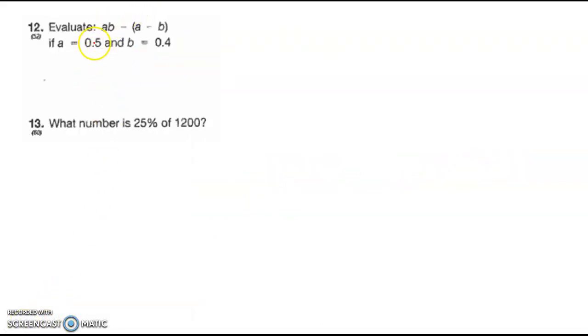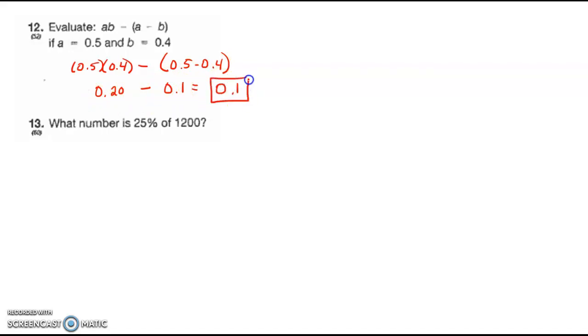All right, number 12, evaluate a times b minus, parentheses, a minus b. Okay, so let's plug in what we have. We have 0.5 times 0.4 minus 0.5 minus 0.4. Okay, so if I grab my calculator, 0.5 times 0.4 is 0.2. Minus 0.5 minus 0.4 is 0.1. So 0.2 minus 0.1 is 0.1.